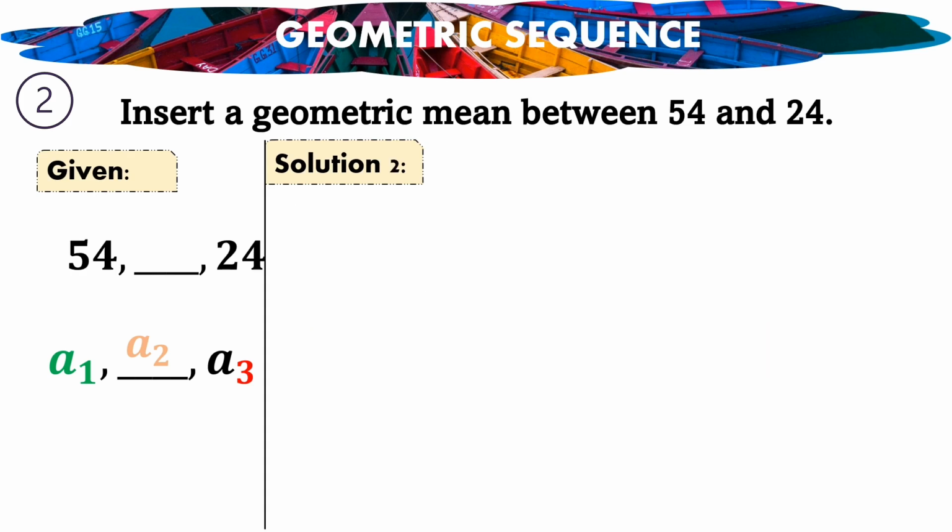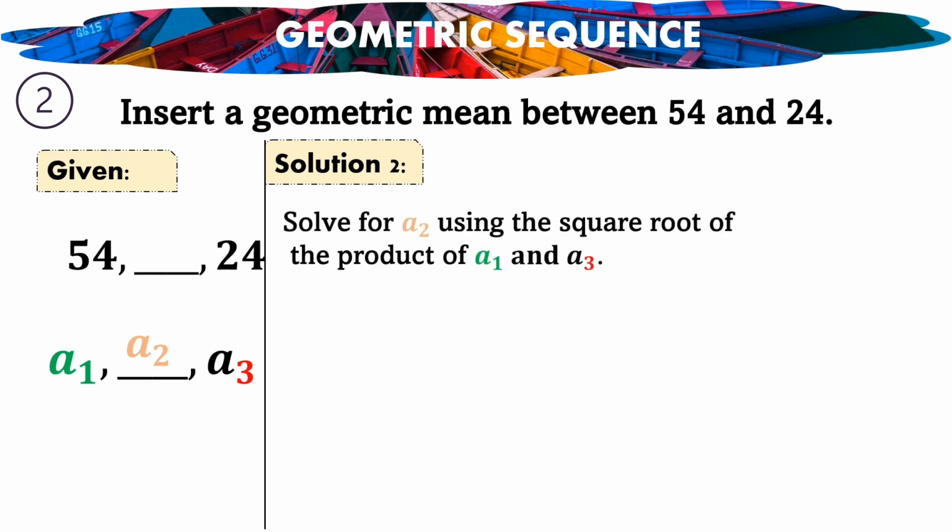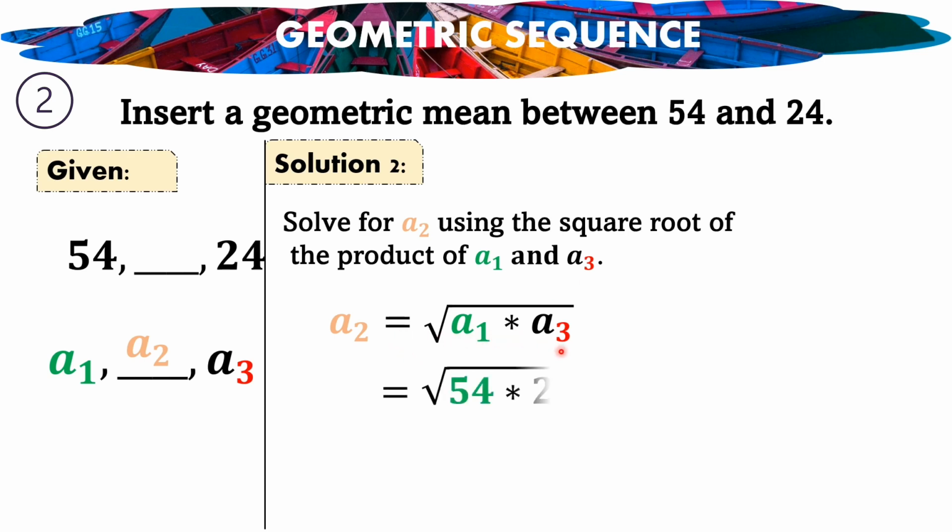Solution 2 for example number 2. Solve for a sub 2, or the geometric mean, using the square root of the product of the first term and the last term, or the third term. So that is, a sub 2 equals the square root of a sub 1 times a sub 3, equals the square root of 54 times 24. You can extract the factors. If you don't have a scientific calculator, you can manually compute it.